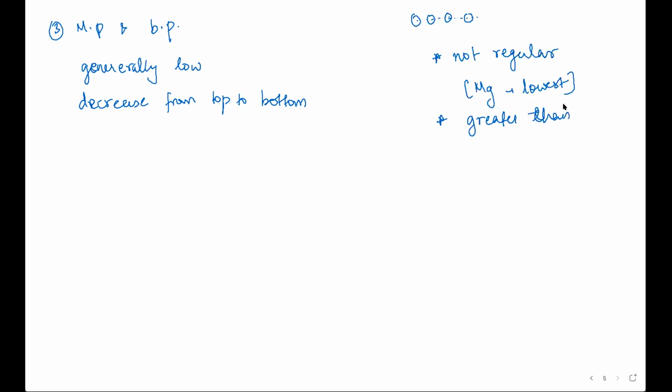They won't ask why it is not regular, because you haven't studied structures. You don't have to learn the pattern. Just know the extreme: magnesium has the lowest.